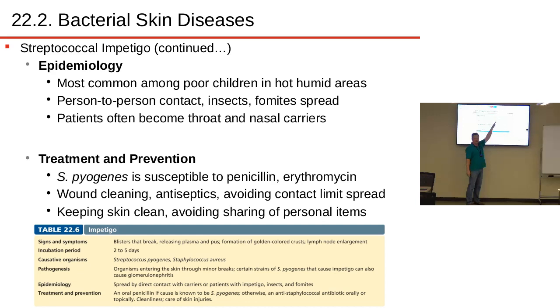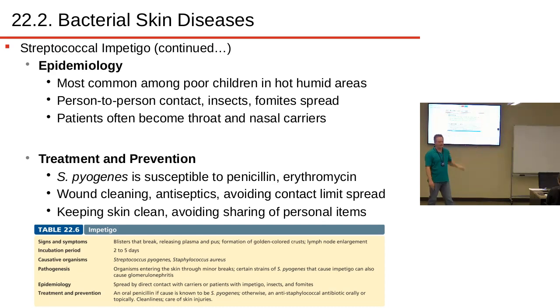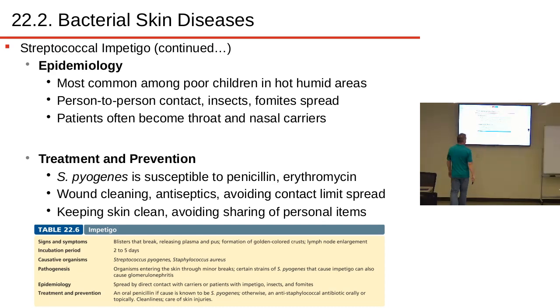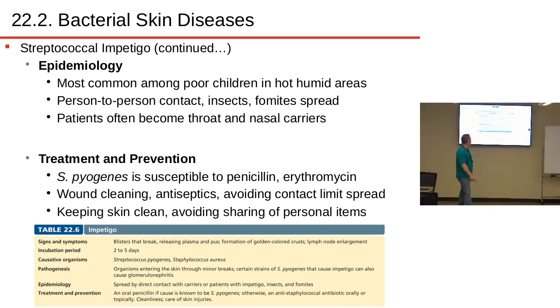Insects can carry the bacteria, because what do insects do? They land on your skin, then they land on somebody else. They're transferring that bacteria back and forth. And fomites. Remember, fomites are just any inanimate object. So somebody touches the wound, and they go touch this door handle and walk out. You go behind them, touch that door handle, and it's now on your hand.